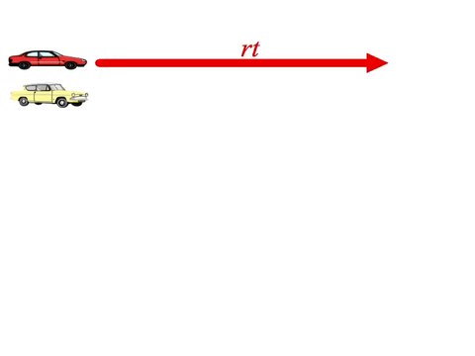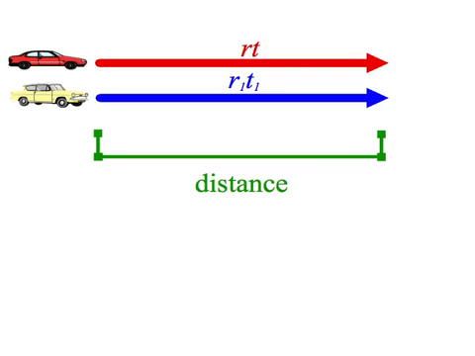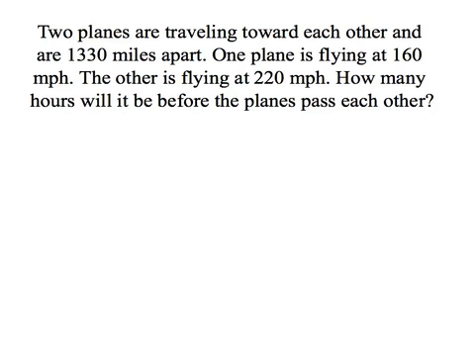One car starts first, so it has a rate and time. And the other car waits a bit and starts later, and its job is to catch up. So its time will be less, but its rate will be more, so that the second car can catch up to the first car. And of course, since it's a catch-up problem, their distances will be the same. Well, let's take a look at a problem.